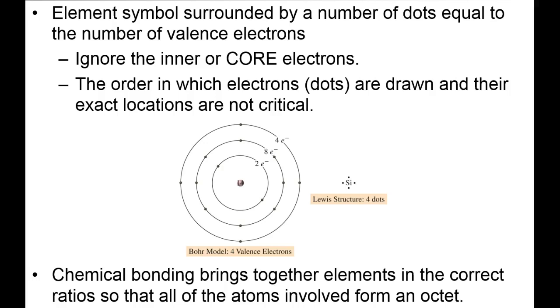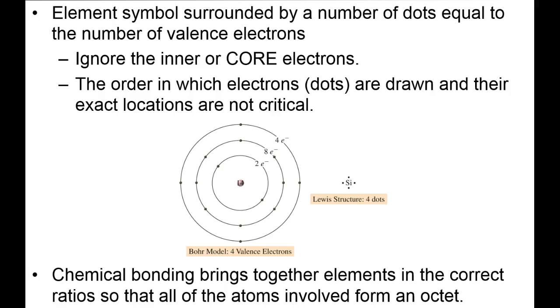Okay, so this is what it would look like if we were to draw the Lewis structure of an elemental symbol. This is silicon, and we've got the symbol surrounded by the number of dots equal to the number of valence electrons. So if we look at silicon on our chart, you can see it's in column 4, so it's going to have 4 valence electrons on the outer shell. We don't really look at what's on the inside.